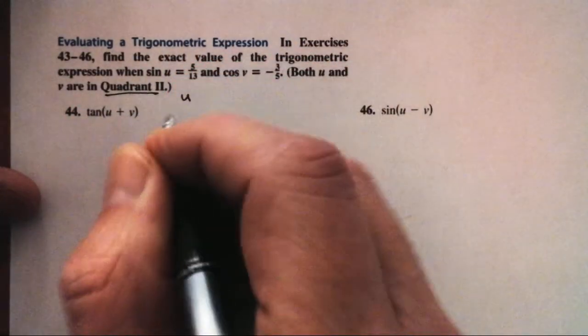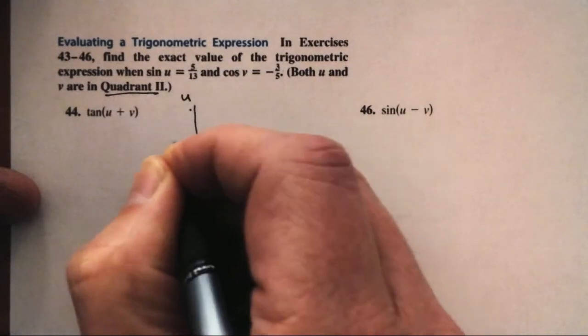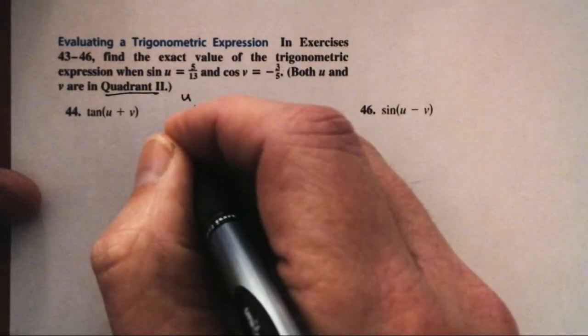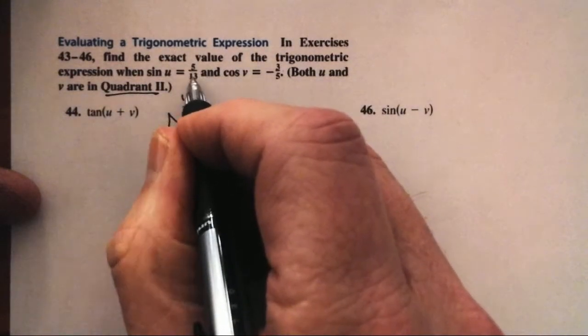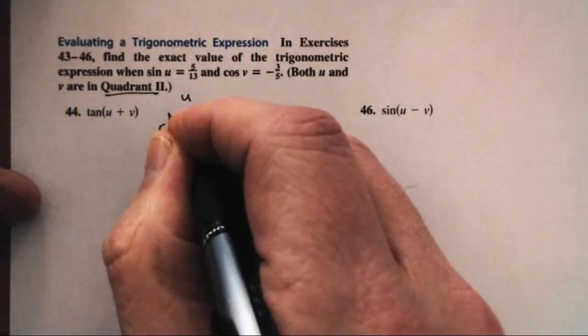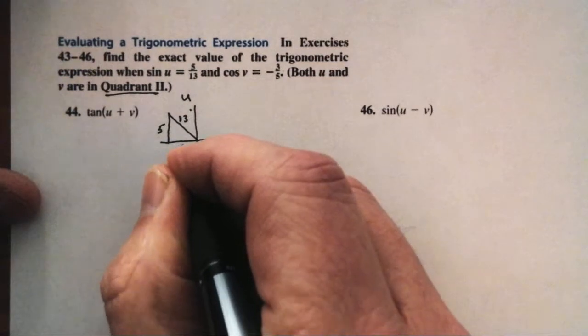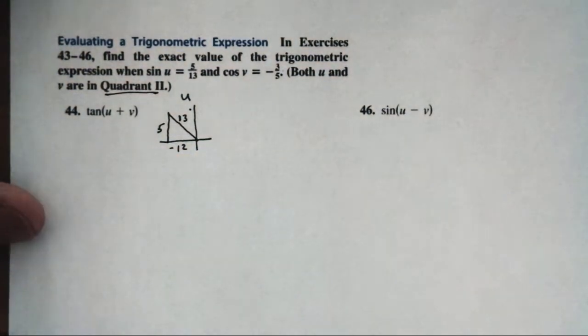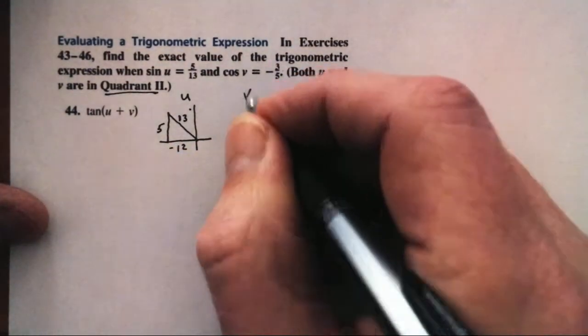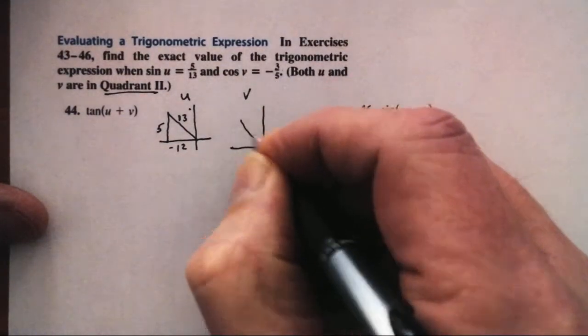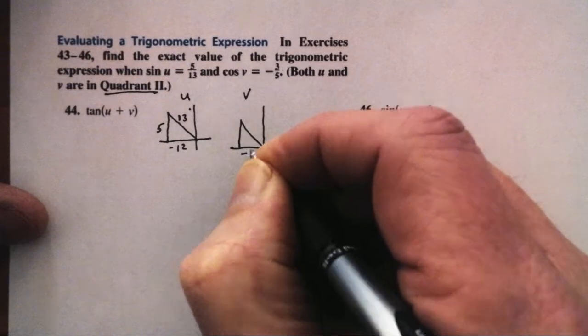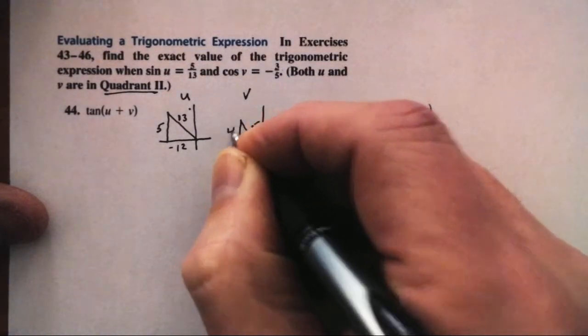Here is u. U is in quadrant 2, and I'm not going to try to draw it to scale. Y to r is 5 to 13, and a little Pythagorean work gives us negative 12 there. Here is v. It's in quadrant 2. X to r is negative 3 to 5, and that gives us 4.